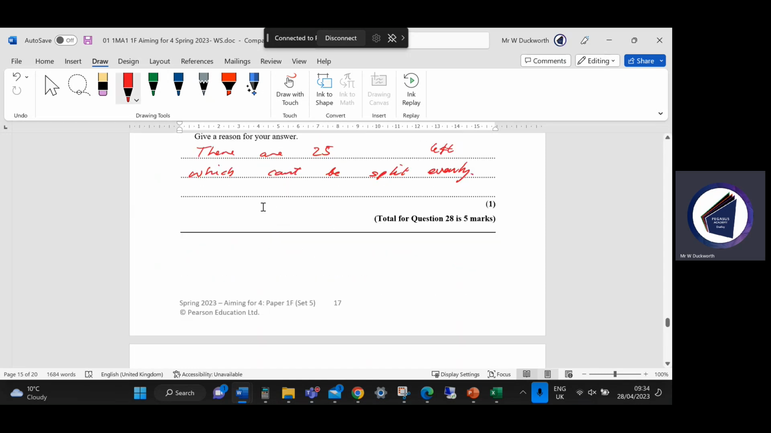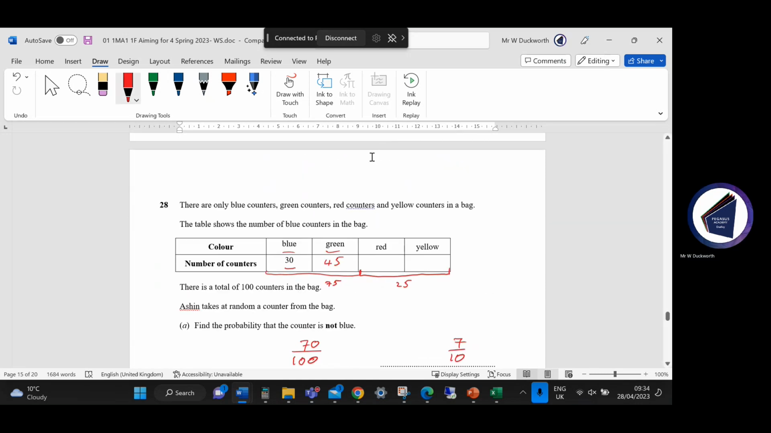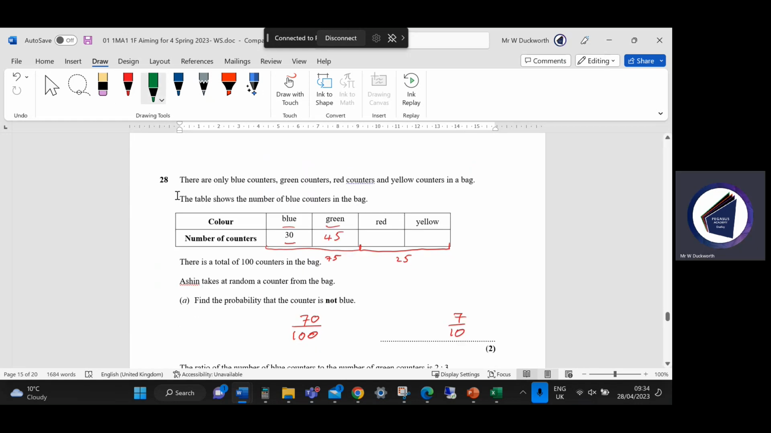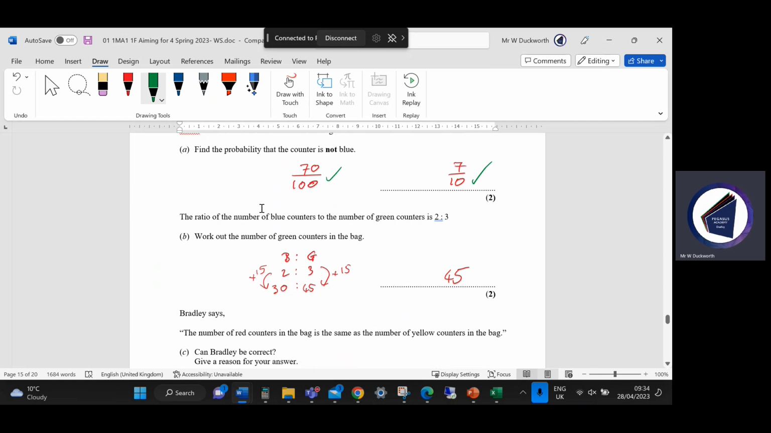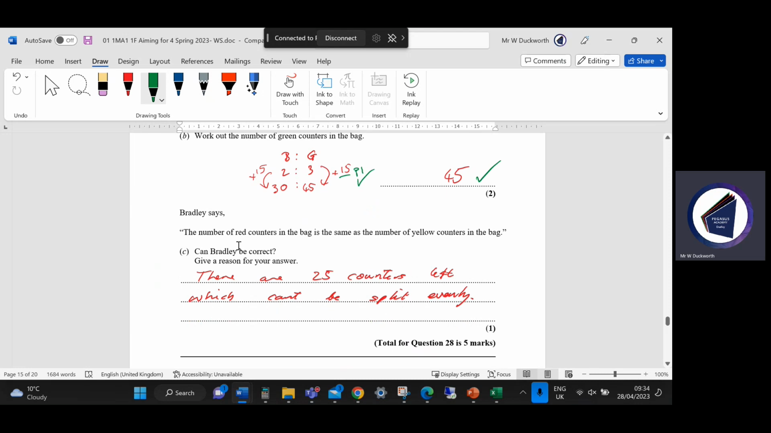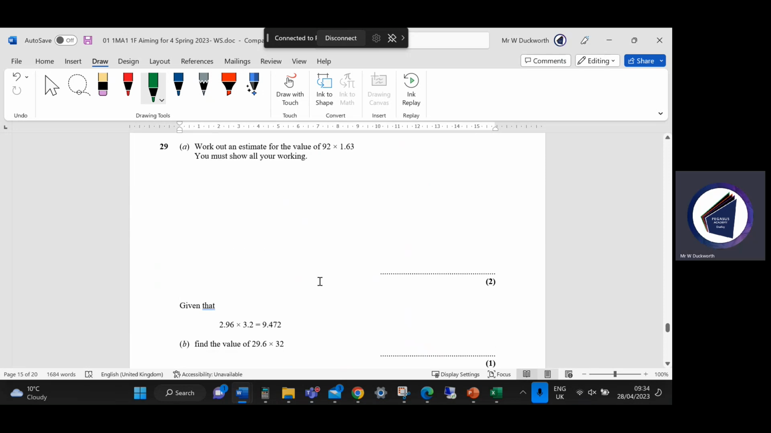Right, marks for that page. We have got 70 out of 100. So one for the method, one for the answer, although 70 out of 100 would be fine. For the second part, we've got P1 for showing 15, and then an answer mark. So mark there and mark there. And then for part C, Bradley is not correct. For example, the total number of red and yellow counters is 25, which cannot be divided into 2 equal whole numbers. So there we go. That's fine.